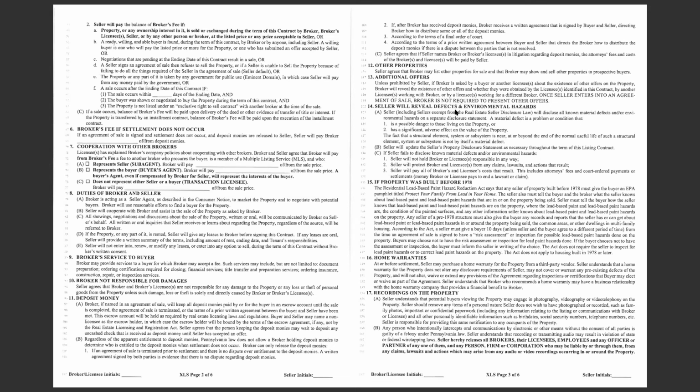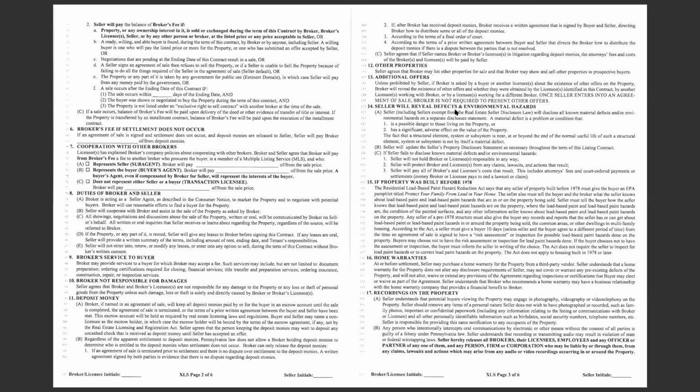Other properties. Seller agrees that broker may list other properties for sale and that broker may show and sell other properties to prospective buyers. This listing is not going to be your only listing. Paragraph 12 is letting the seller know you have additional sellers and you may have additional buyers that you're working with. So they are not your sole client.